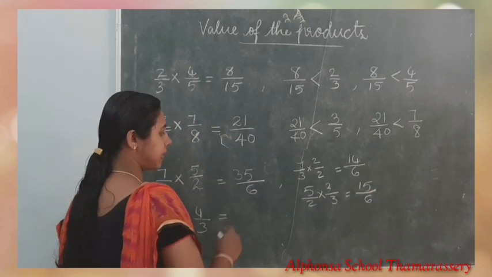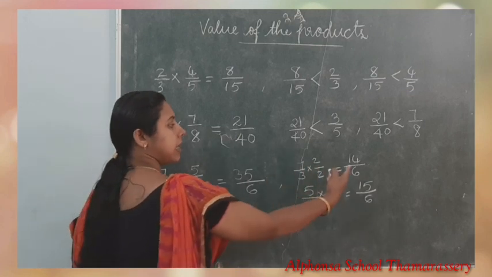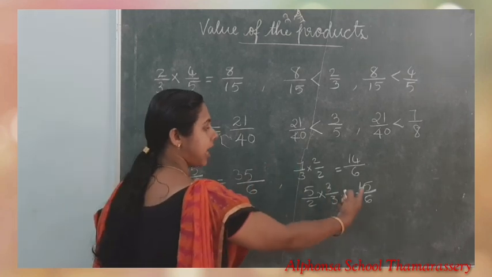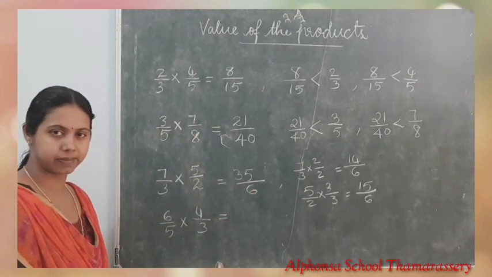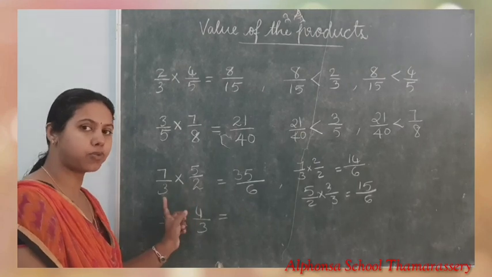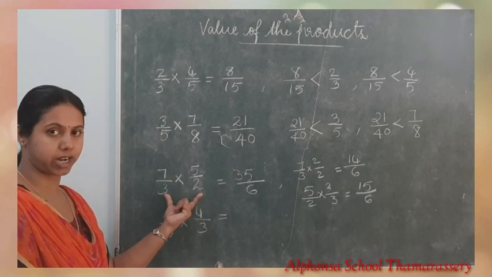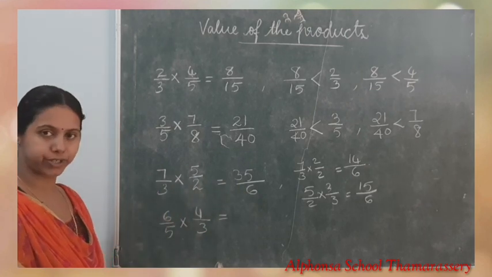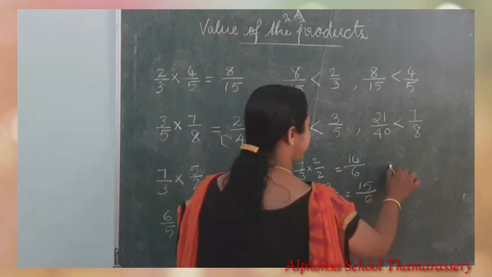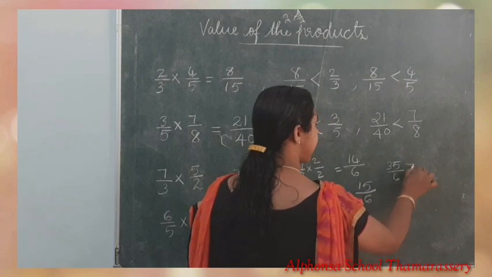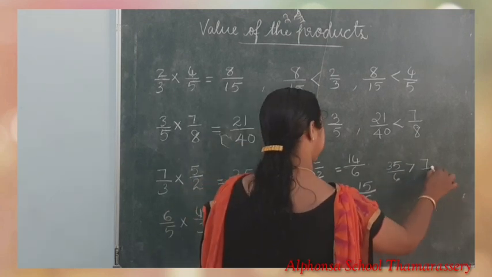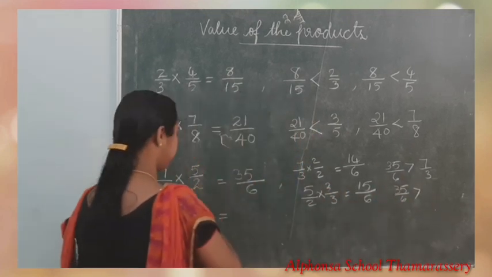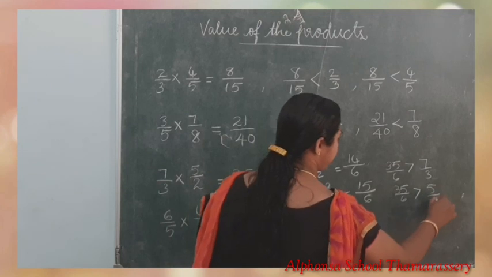Now compare this. 35 by 6 is greater than 14 by 6. It's also greater than 15 by 6. When you multiply two improper fractions, the product is greater than each of the fractions. So we can say that 35 by 6 is greater than 7 by 3. It's also greater than the second fraction, which is 5 by 2.